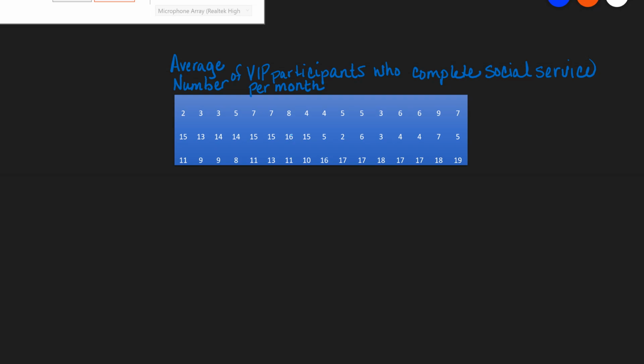Our intern has provided us with 3 rows of data, but that's all we have. Now, let's say these 3 rows of data actually represent 1 month for every year. But how do we know if this sample is representative of all of the VIP participants?